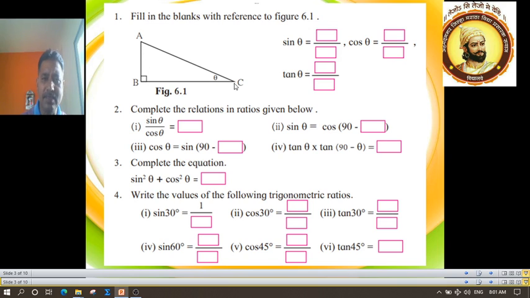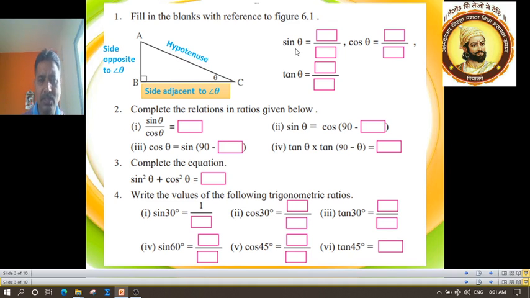In triangle ABC, angle B is a right angle, so triangle ABC is a right angle triangle. Theta is an acute angle. With reference to theta, side AB is the side opposite to angle theta. With reference to theta, BC is the adjacent side and side AC is the hypotenuse.